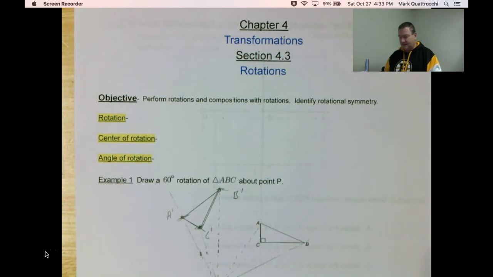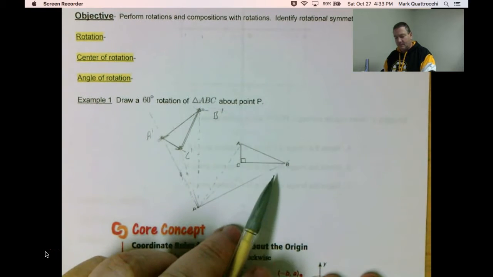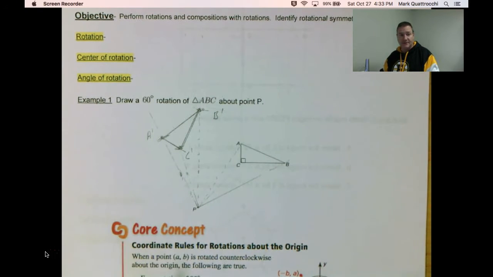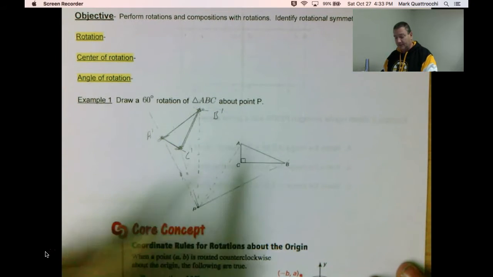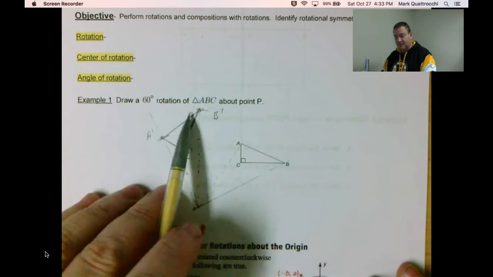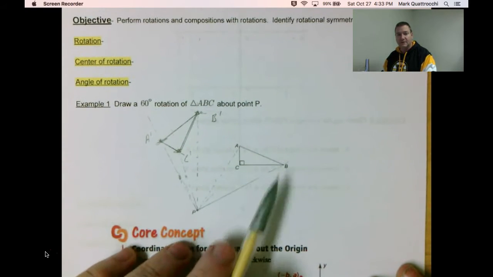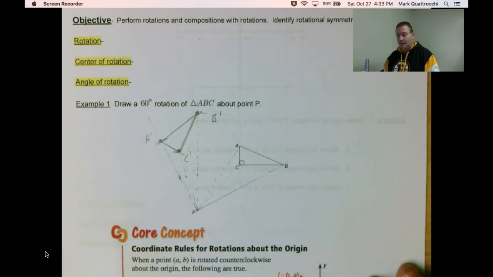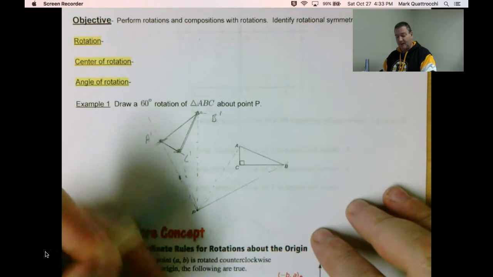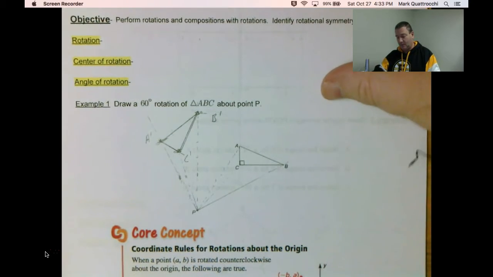And that is a 60-degree rotation. Notice that I rotated counterclockwise. By definition, all of our rotations are going to be counterclockwise. So A went 60 degrees, C went 60 degrees, B went 60 degrees. This figure is congruent to the original figure, and it's the same distance away from point P, the center of rotation, as the original figure. Okay.